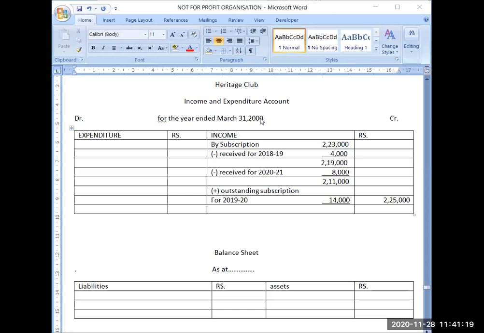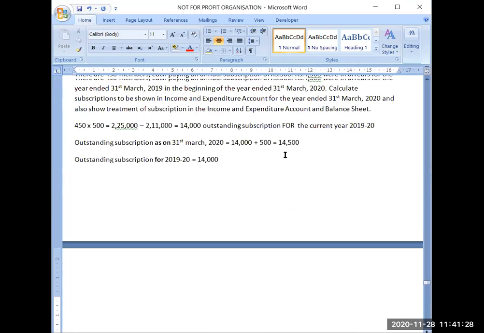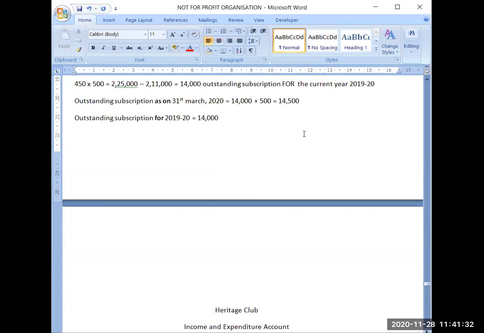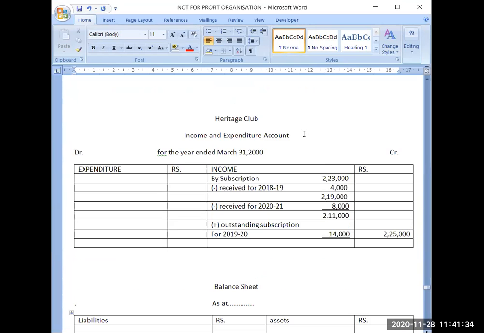Now please see, we were doing this question. The amount which was outstanding last year was 4,500. This is clear from the question. So it will go to the last year balance sheet.